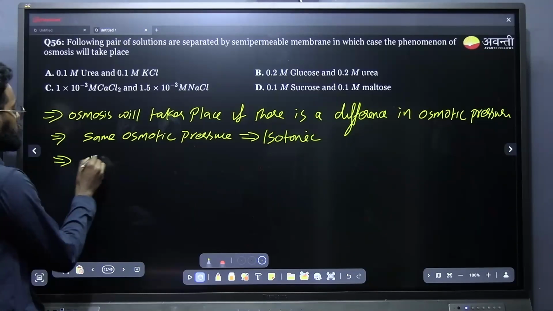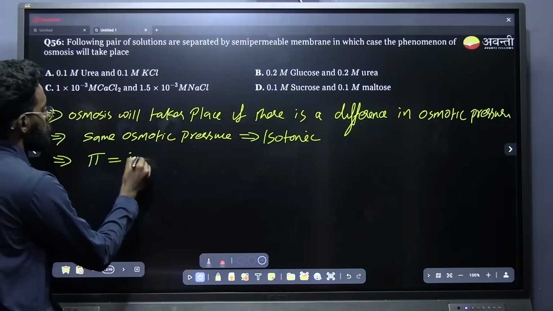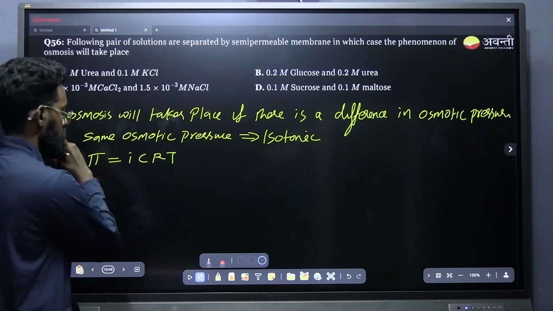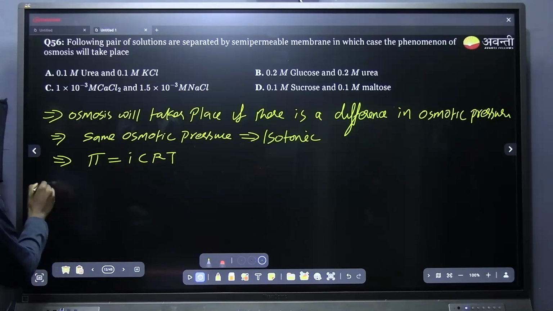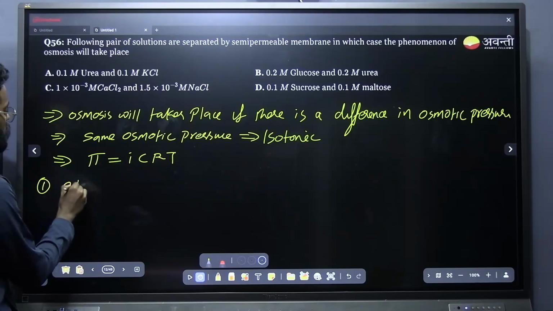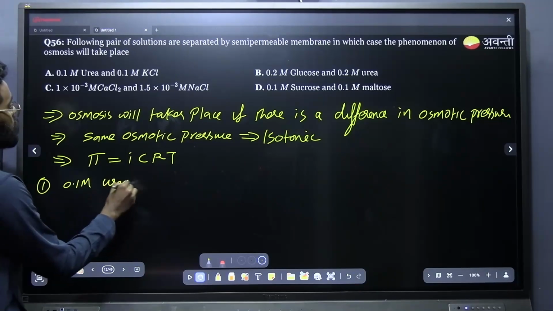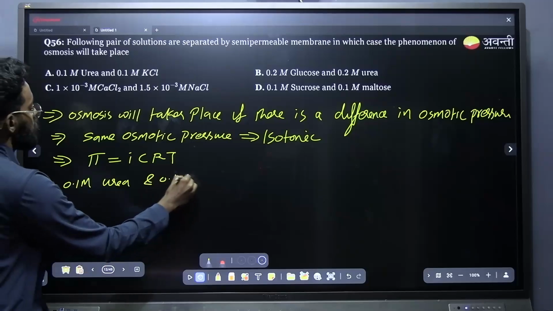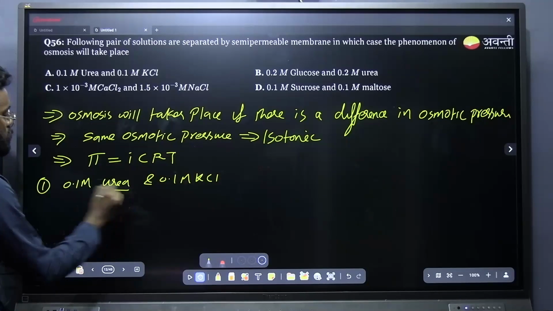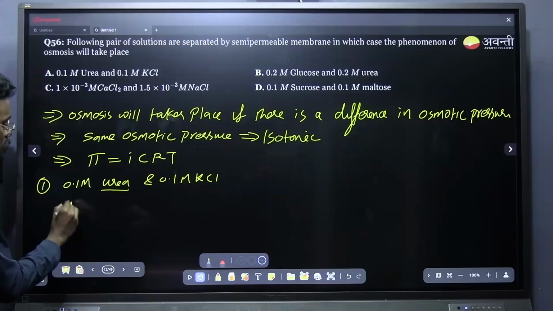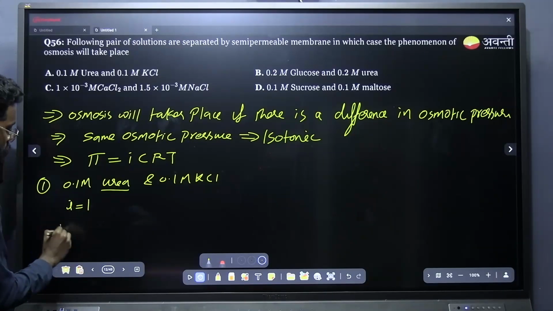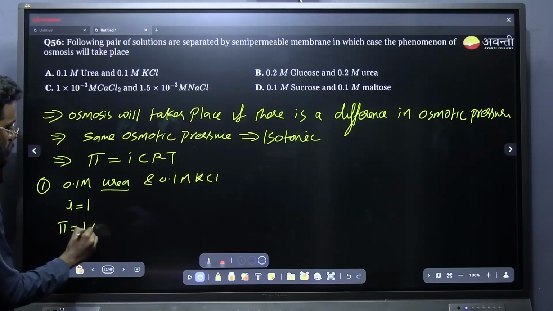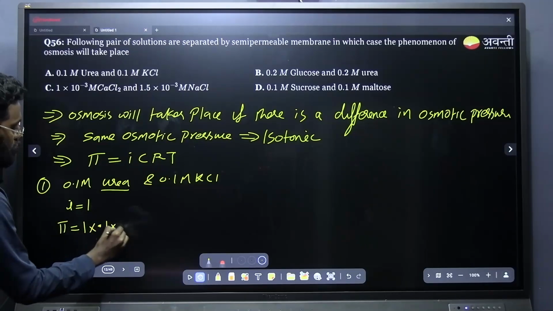Okay. Now what is our osmotic pressure equation? Pi is equal to i into CRT. i is the Van't Hoff factor. Now we can go for the first option. First option is 0.1 molar urea and 0.1 molar KCl. Urea is a non-electrolyte, so the value of i is equal to 1. Pi is equal to 1 into 0.1 into RT.